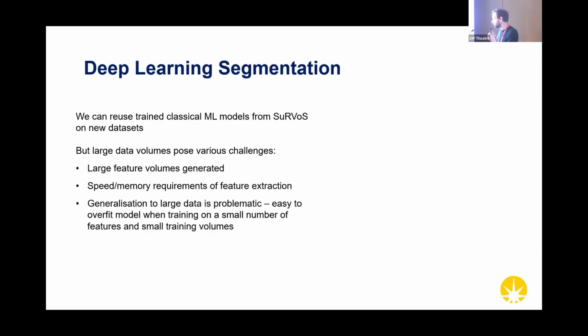Right. So I've talked about the standard machine learning models like random forest and support vector machines, which we trained in Servos 1, for segmentation, but these have problems. You have to extract these feature volumes manually. You have to kind of know what you're doing. Each time you extract a feature volume, it has the same size as your original volume, so you're creating a lot of data. Generalization doesn't really work well, because you can easily overfit your model when you're training on a small number of features and you have relatively small training volumes.